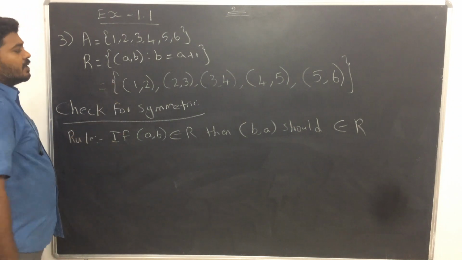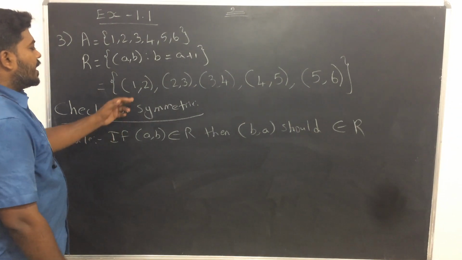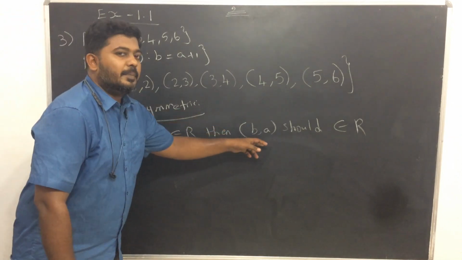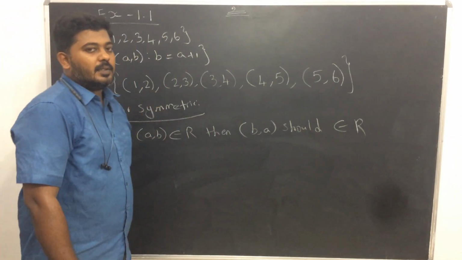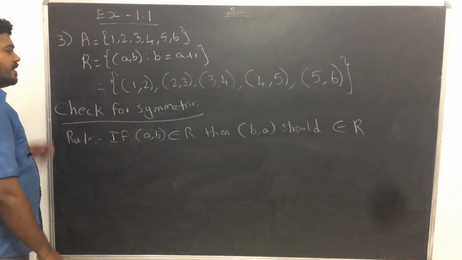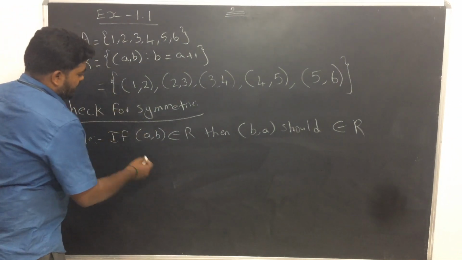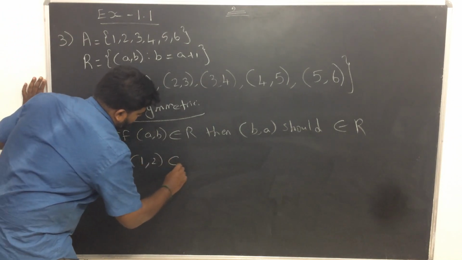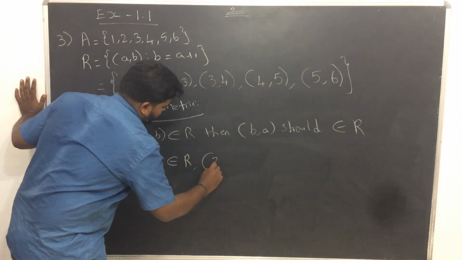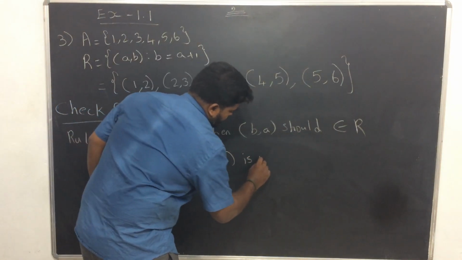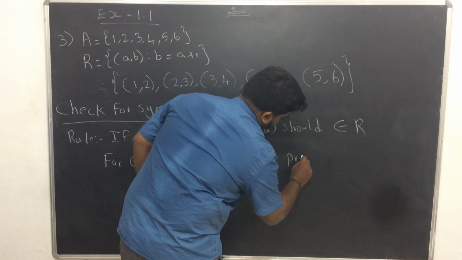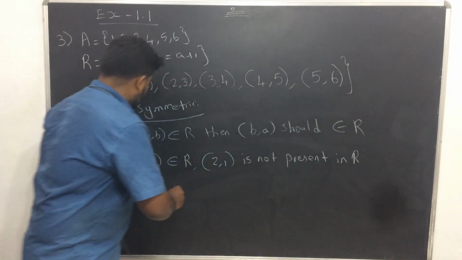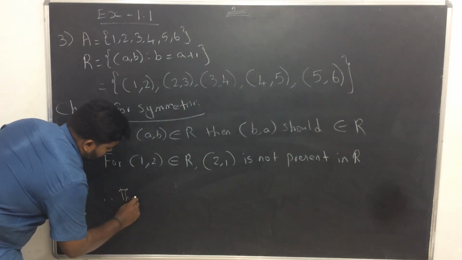So looking at the values of R, take the first pair (1, 2). For this first pair, do you have B comma A? Do you have (2, 1)? No. So we can straight away say this relation is not symmetric. How do we write? For (1, 2) belonging to R, (2, 1) is not present in R. Hence, the relation is not symmetric.